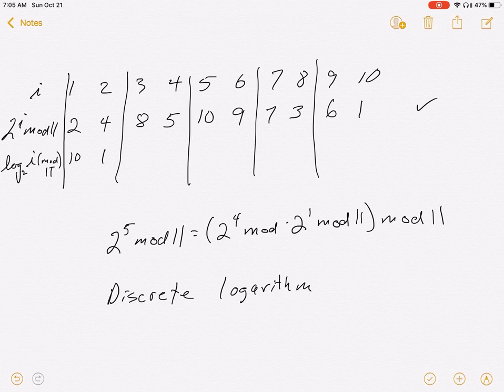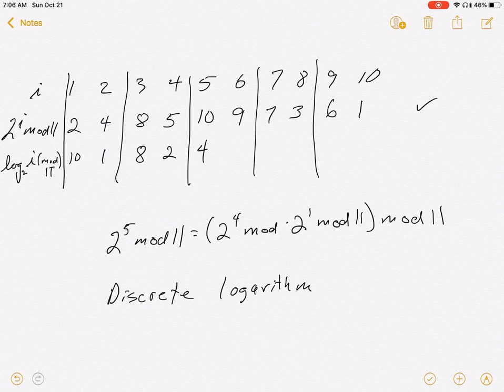What power do I raise 2 to get 3? Well, I look across here and I see that 2 raised to the 8th power is 3 mod 11, so I put 8 here. What power do I raise 2 to get 4? That's going to be 2. What is the power of 2 to give 5? Well, remember that was 4. 2 to the 4 is 16, mod 11 is 5, so I've got to raise 2 to the 4th power to get 5.